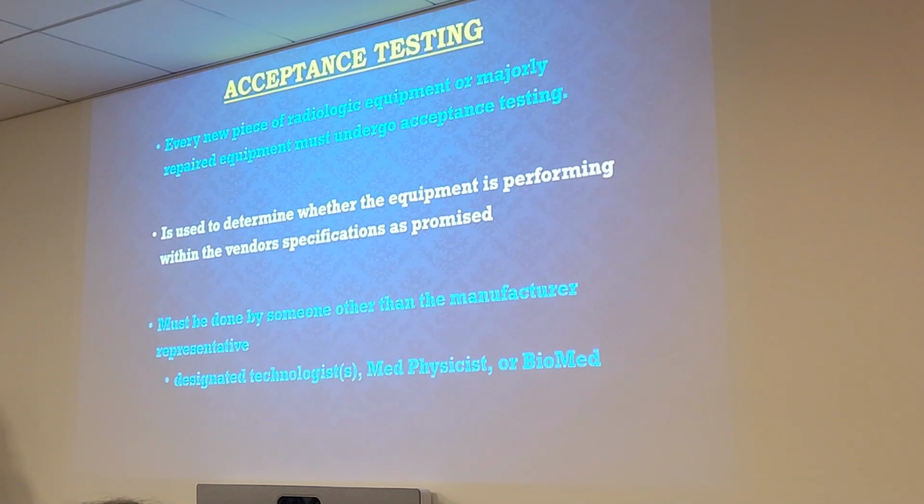So for acceptance testing, anytime new equipment is installed or existing equipment undergoes a major repair, it has to undergo an acceptance test before you can use it. You cannot use the machine without it undergoing an acceptance test first. For example, Strawberry just got a brand new mammo machine. They are still not able to use it, which means they're not able to schedule patients because they're waiting for the medical physicist to do this acceptance testing.